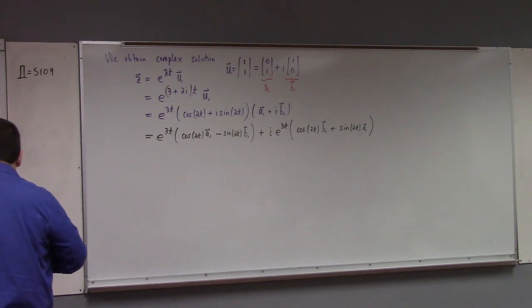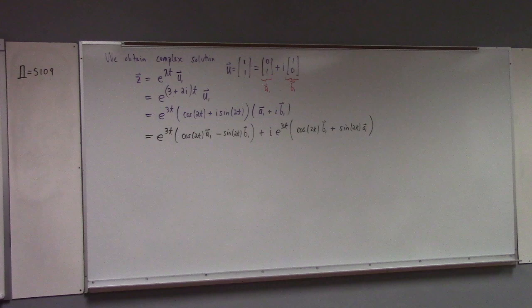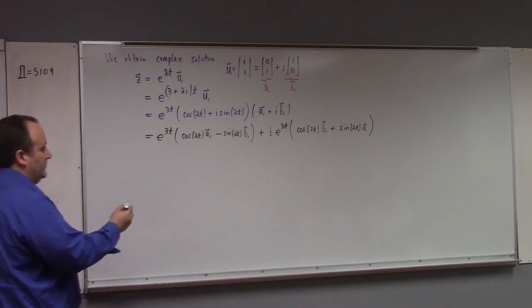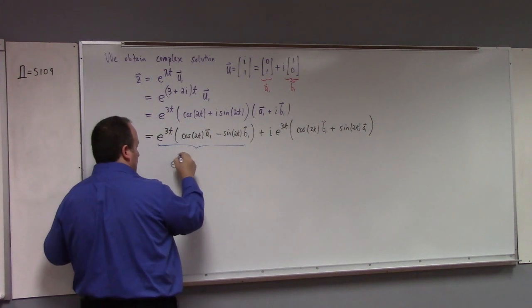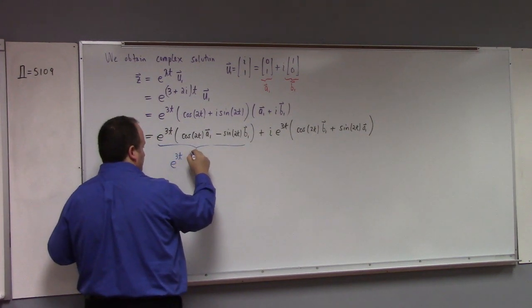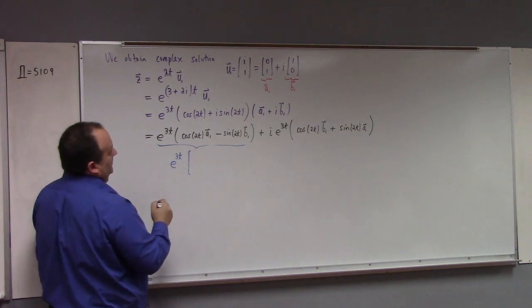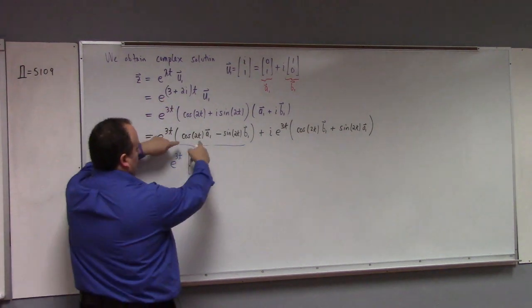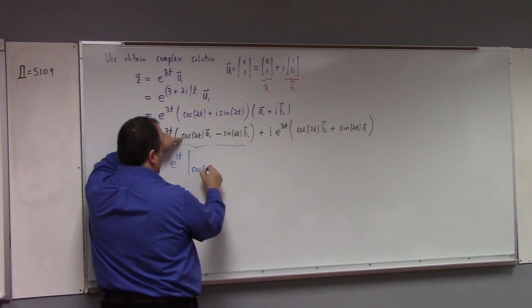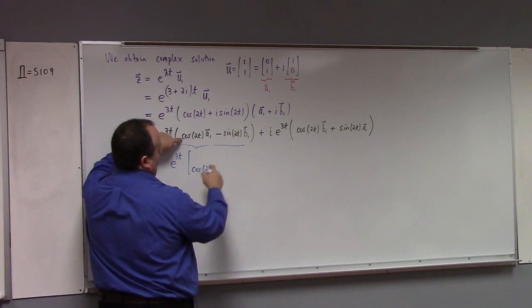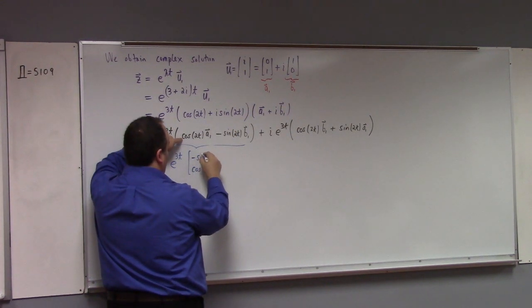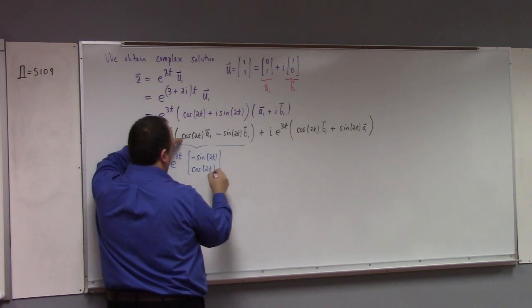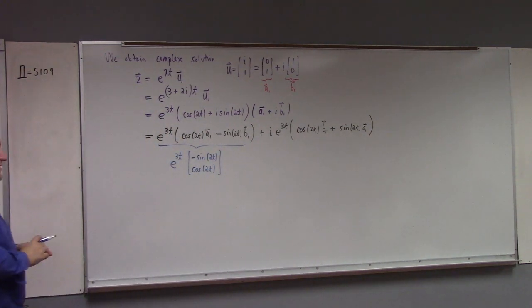Let me just write down what this is explicitly. What are we looking at here? Let's put it all together. This is e to the 3t times what? A1 is (0, 1), so this puts a cosine 2t here, and b1 is (1, 0), so that puts a minus sine 2t here when you work it out. What I just wrote in blue there, that's the real part of the complex solution.